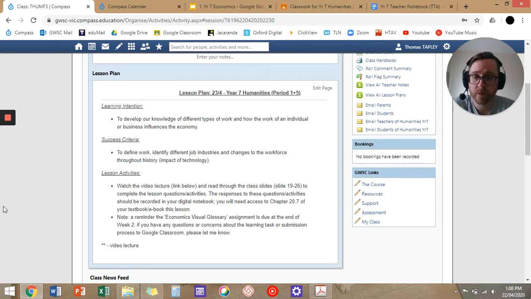Cool. So the learning intention, what we are trying to do this lesson, is develop our knowledge of different types of work and how the work of an individual or business influences the economy. Success criteria: hopefully by the end of this lesson, you will be able to define work. So what does work mean? Identify different job industries, so where people are working, different types of jobs, and changes to the workforce throughout history.